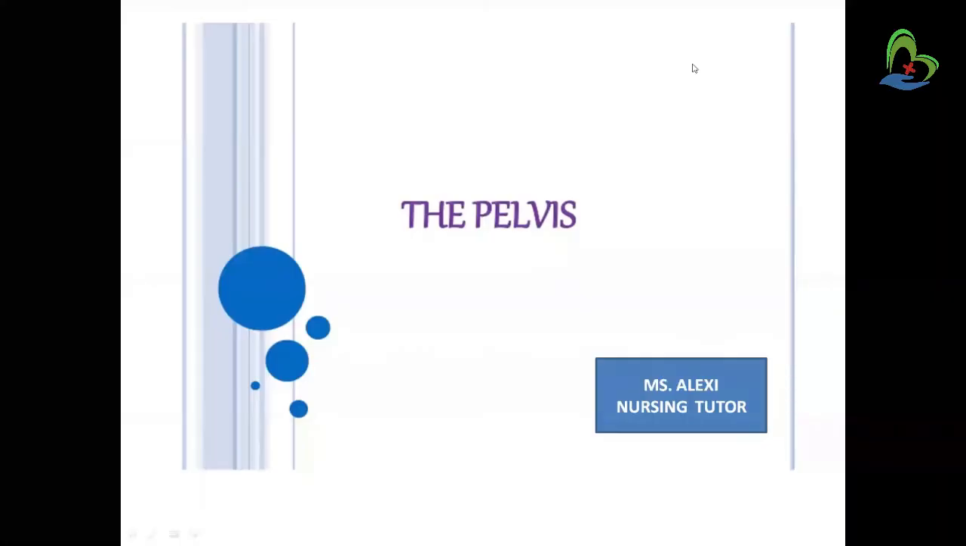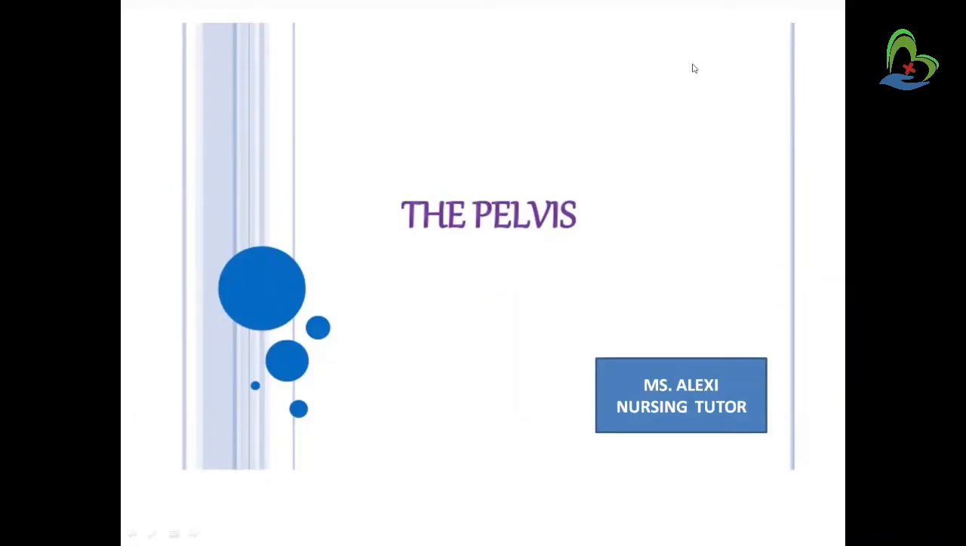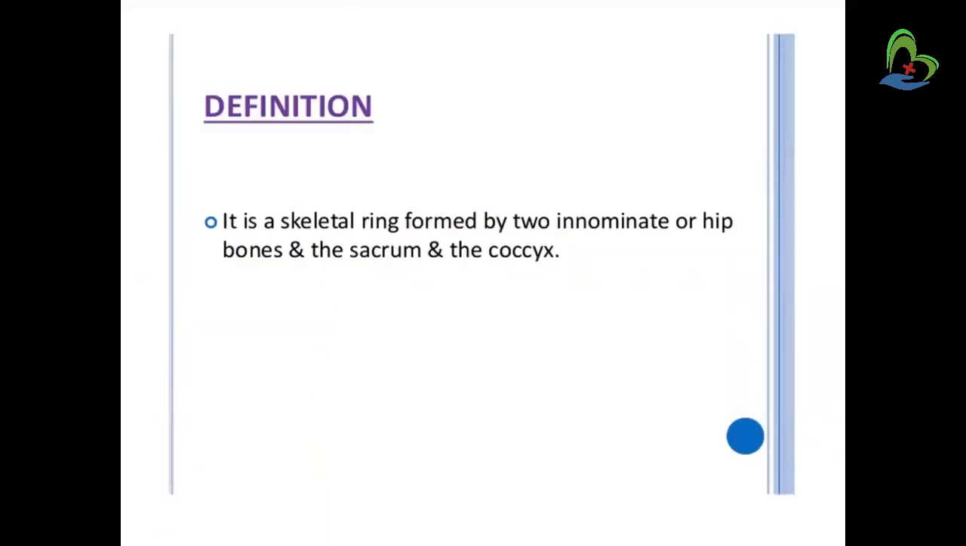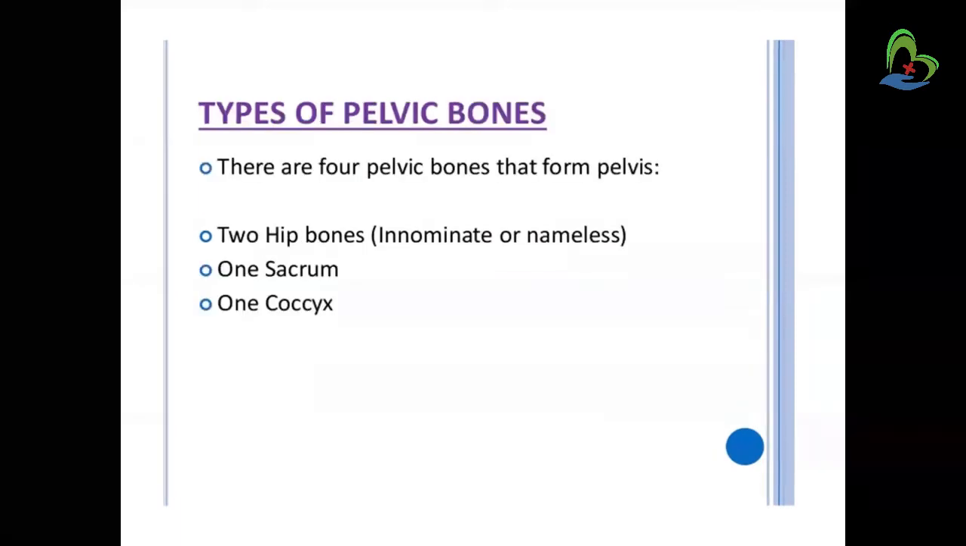Hello everyone. Our topic today is the pelvic bone, that is, the female pelvic bone. The definition of the female pelvic bone is that it is a skeletal ring formed by the two innominate bones, also known as the hip bones, and the sacrum and the coccyx. So there are two innominate bones, one on each side, a sacrum and the coccyx that together form the pelvic bone in a skeletal ring form.